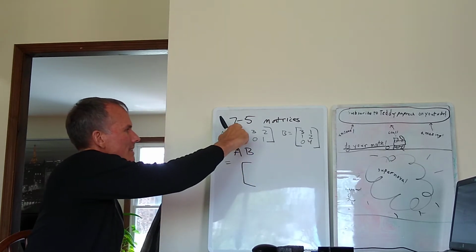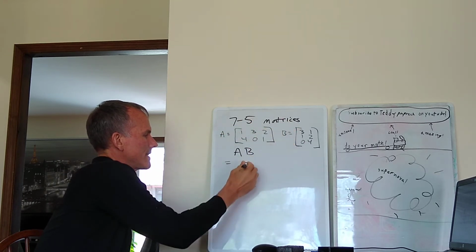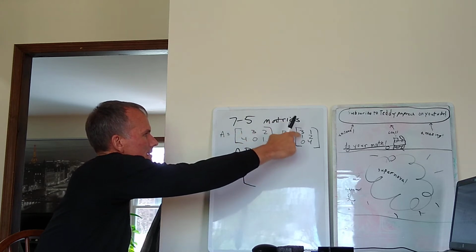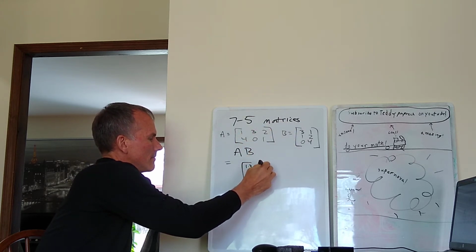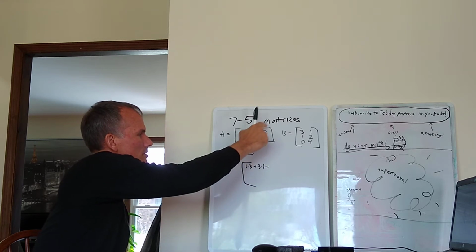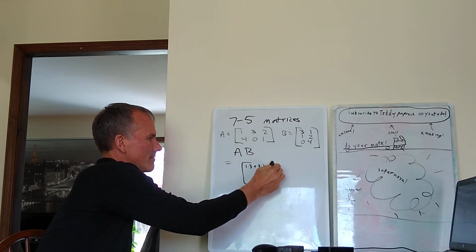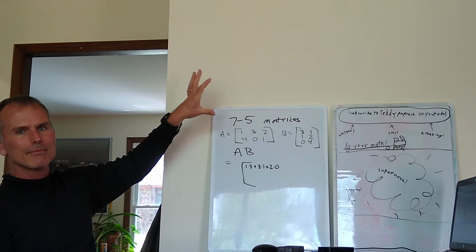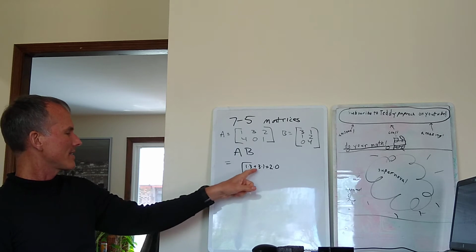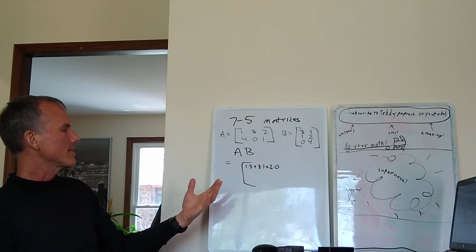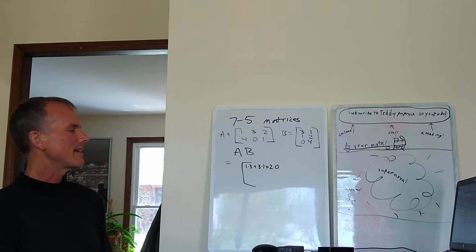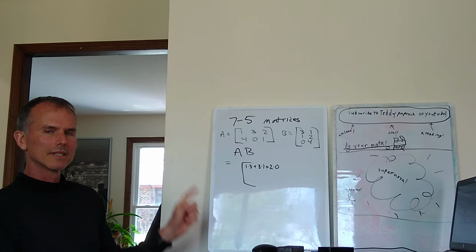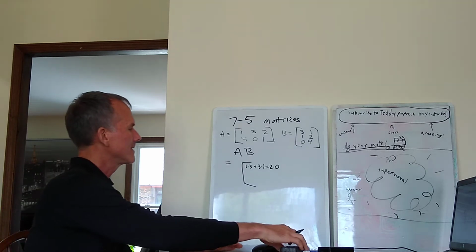So the result is going to look like this. I'm going to take 1 times 3 plus 3 times 1 plus 2 times 0. So that took 3 multiplications to get this first element. Now, obviously, I can simplify that. And if I wasn't just doing this for the first time ever, I wouldn't have written it out long form like that.